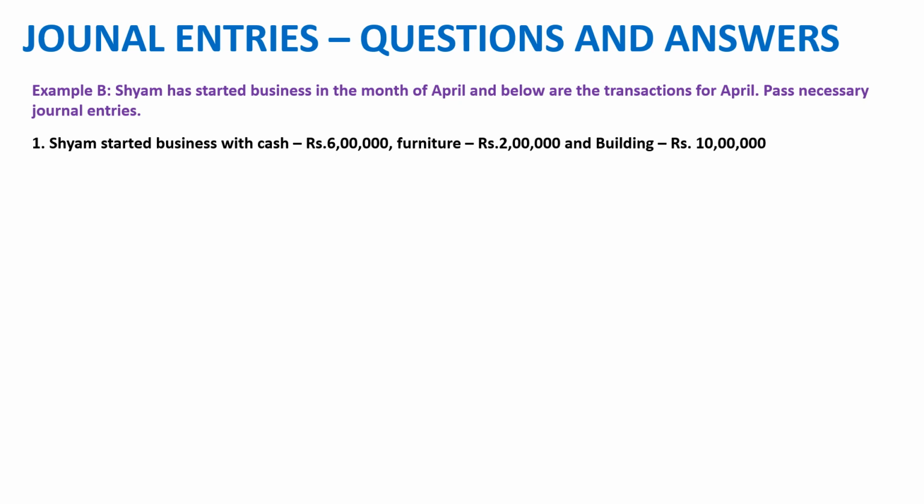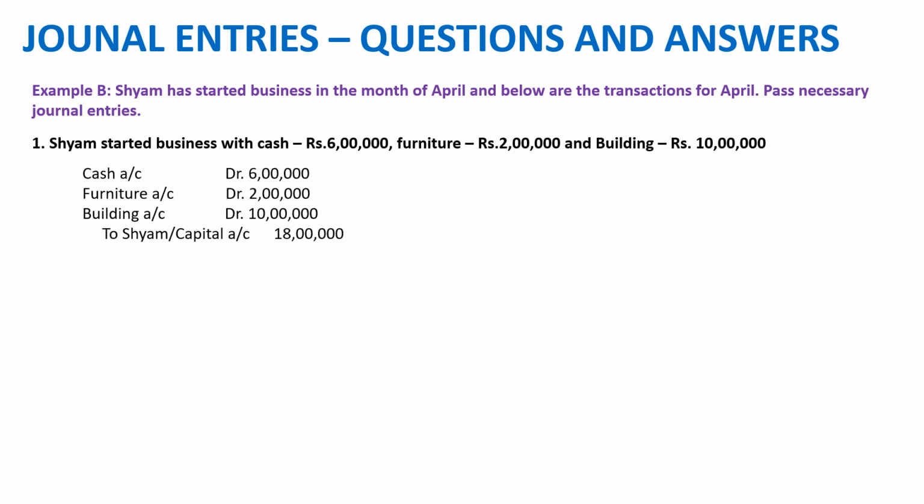And what is happening by this transaction? The assets for the company is increasing, right? At the same time, the company will have a liability which is called capital, and the entry you're going to post will be cash account debited 6 lakhs, furniture 2 lakhs, building 10 lakhs, and Sam account, or you can say capital account, 18 lakhs.